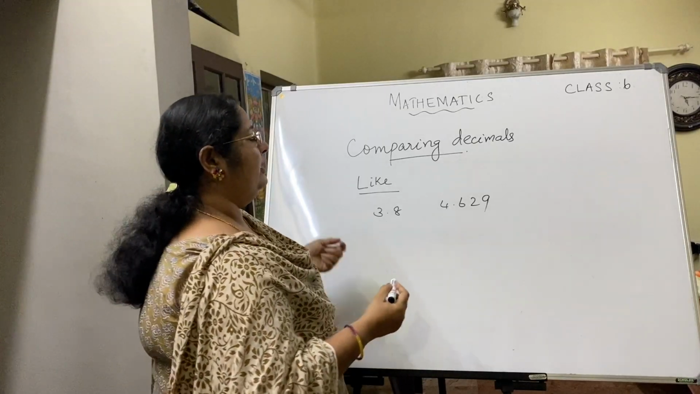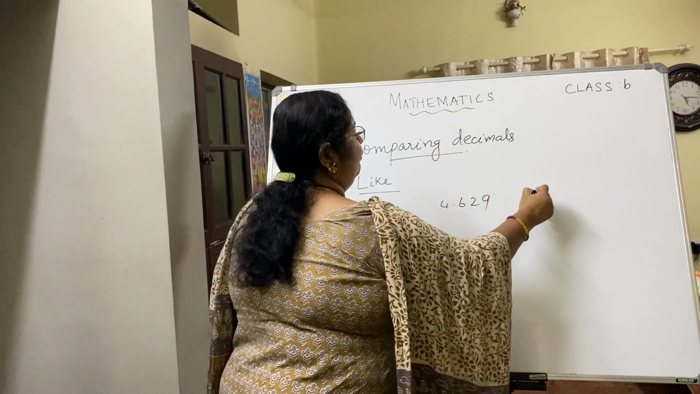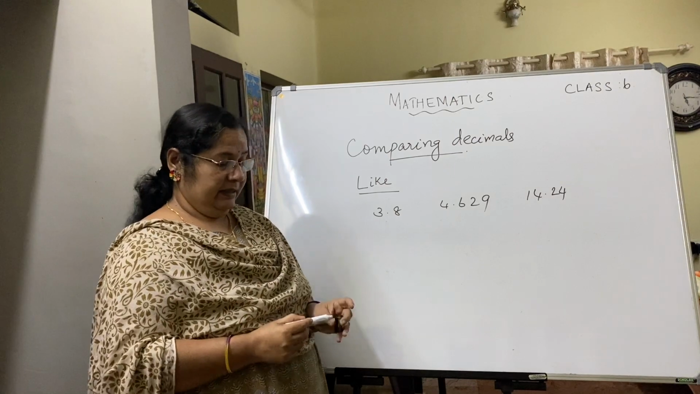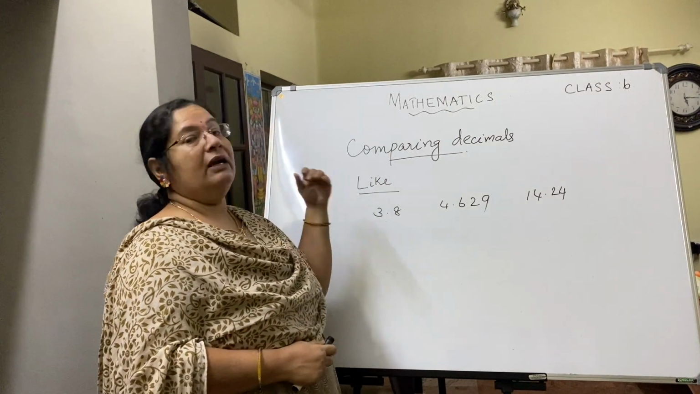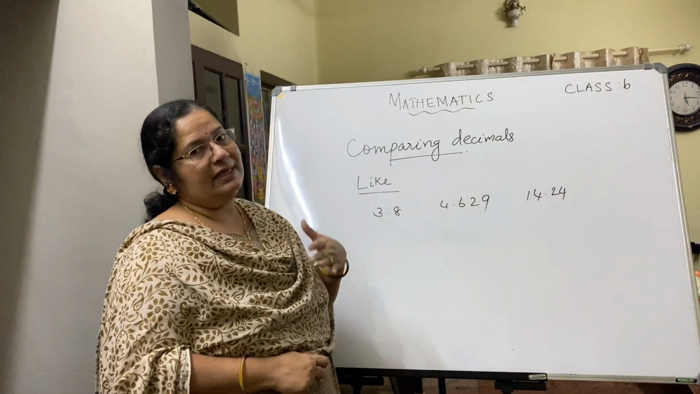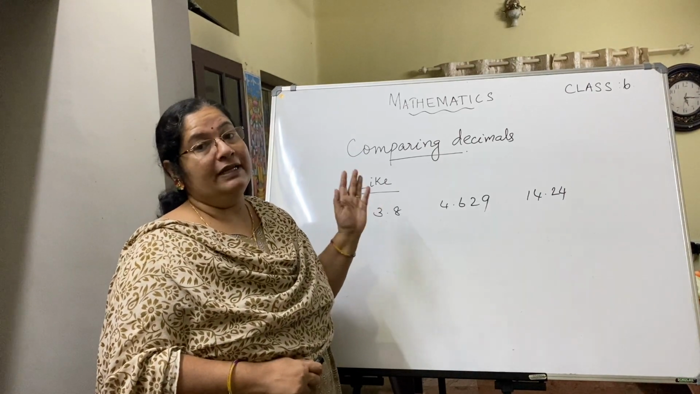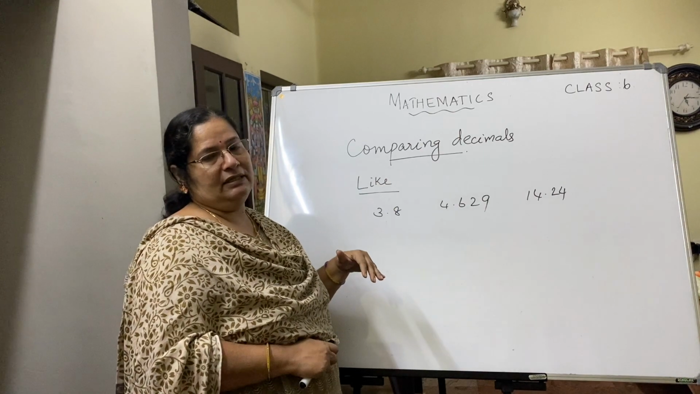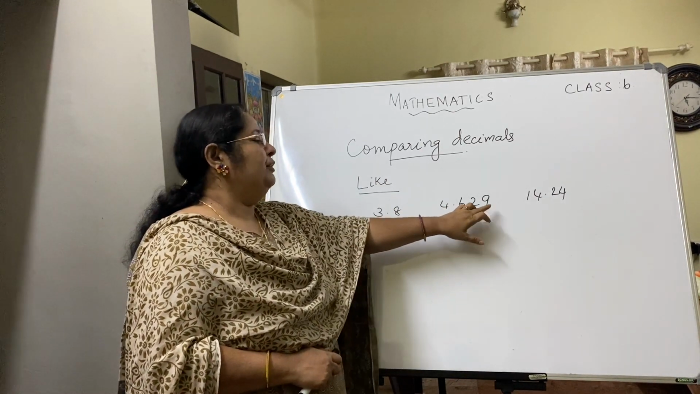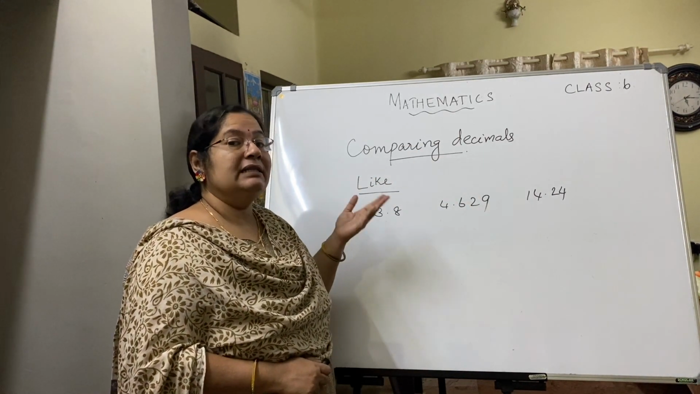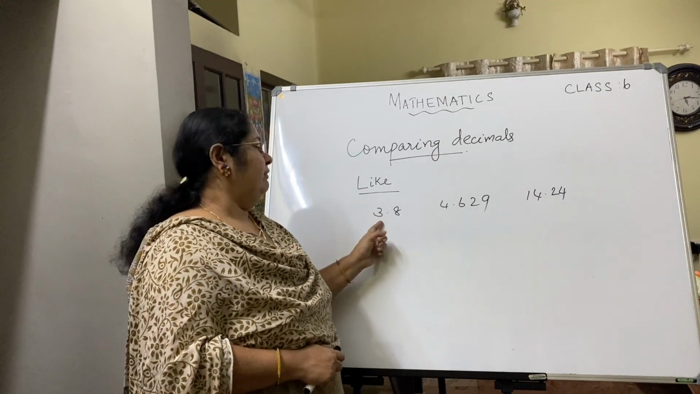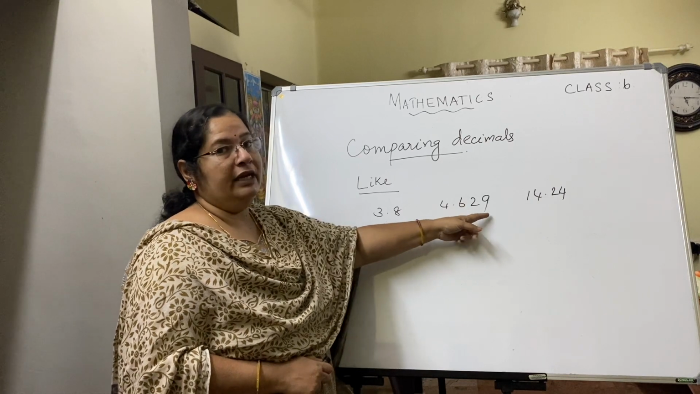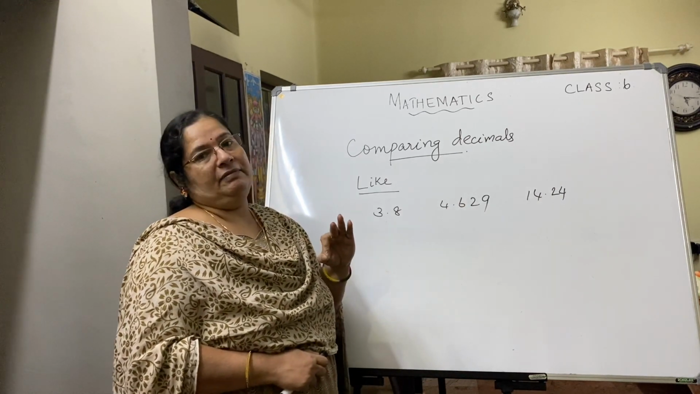3.8, 4.629 and say 14.24. Suppose you are given 3 decimals. Now when you look into the 3 decimals, they are all unlike decimals because each is having a different number of decimal places. Now to convert all these to like decimals, what you should do? Look into the one which is having the maximum number of decimal places. Which among these has the maximum number of decimal places? 4.629, having a maximum of 3 decimal places.